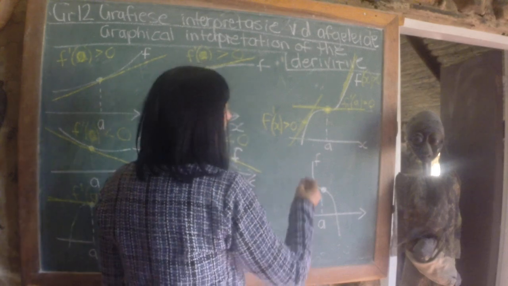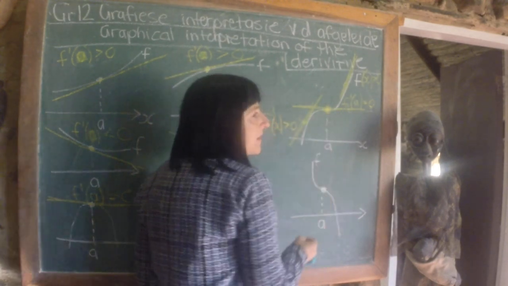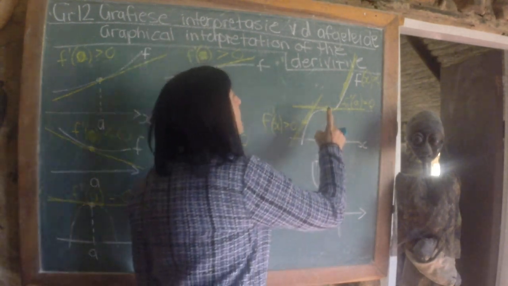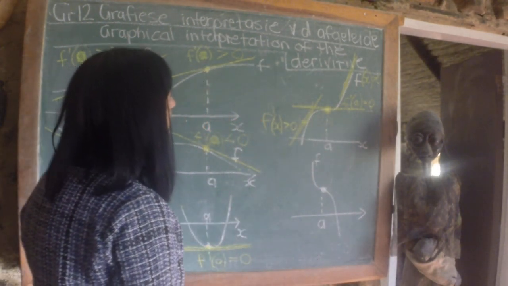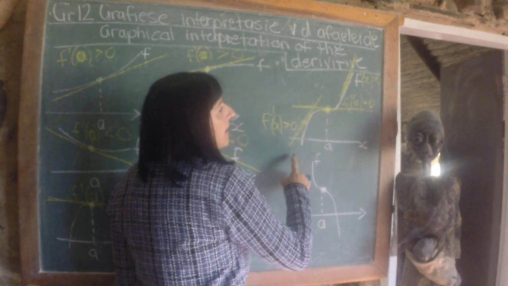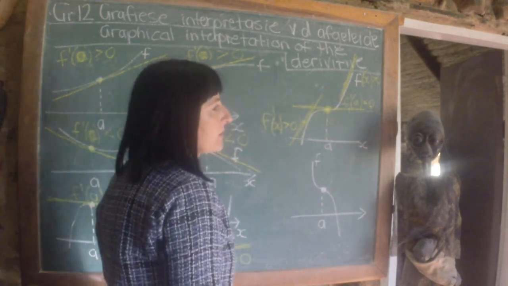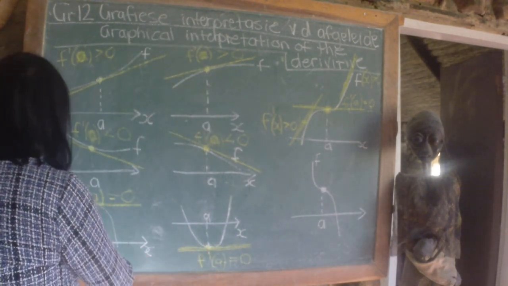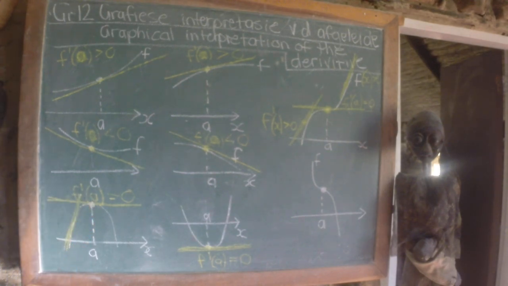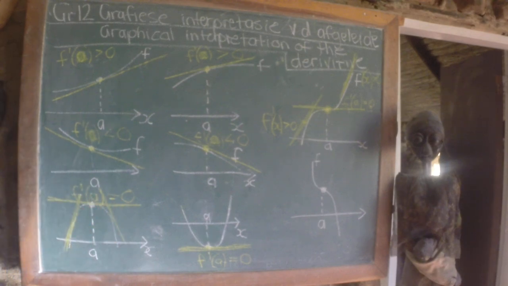That's my stationary points. As hy styg en hy styg na 'n stasionêre punt, dan weet ek hierdie is nie 'n draaipunt nie, dis 'n buigpunt. This is not a turning point, it's a point of inflection. So kom ons gaan kyk hierso. Die afgeleide van die funksie gaan hier positief wees, sorry.